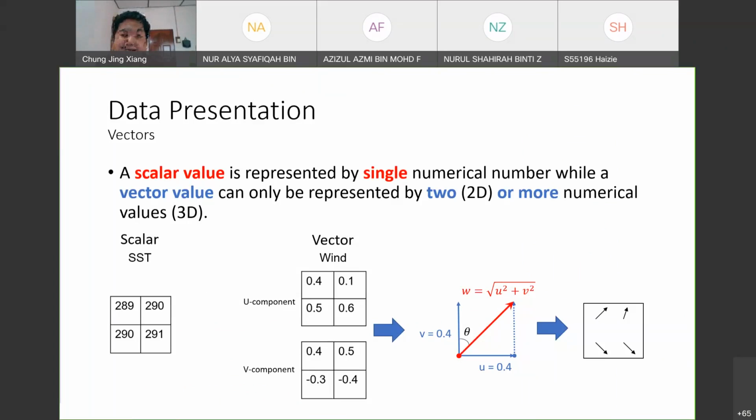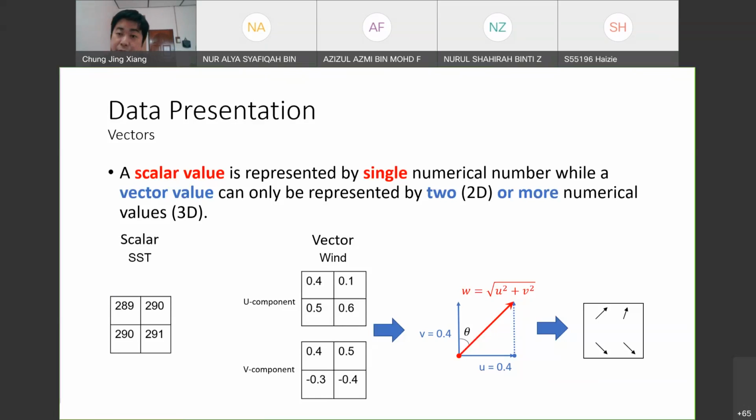But for a vector, like wind, having direction. When we say vector, it means something having direction. So when you get the data, it is usually represented by 2 or even 3 numerical values, depending on 2 dimensions or 3 dimensions. So let's look at 2-dimensional values.